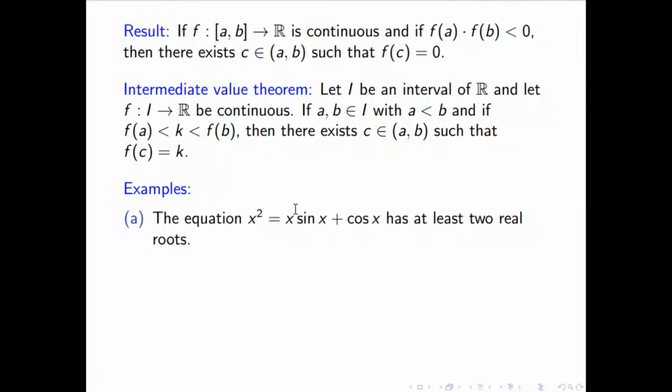So last class we already saw the intermediate value property and the intermediate value theorem, and we also did this question: x square equal to x sin x plus cos x has at least two real roots.